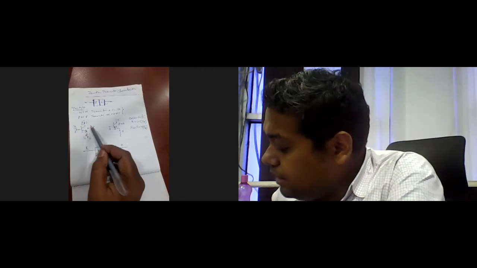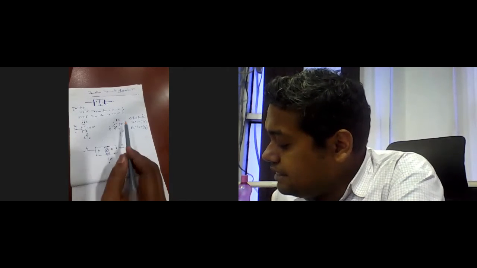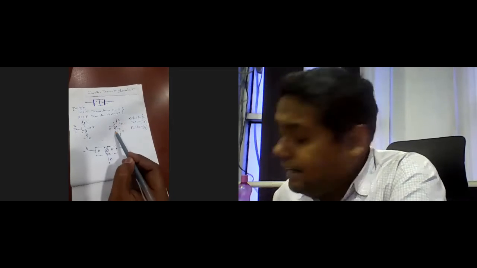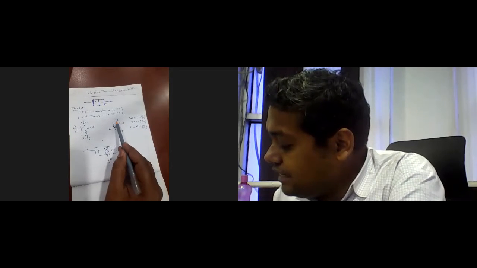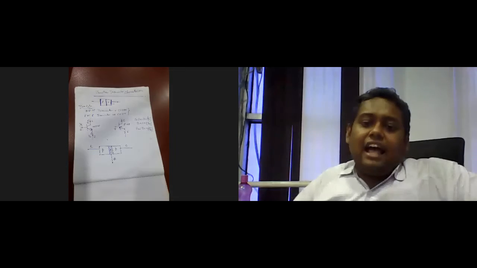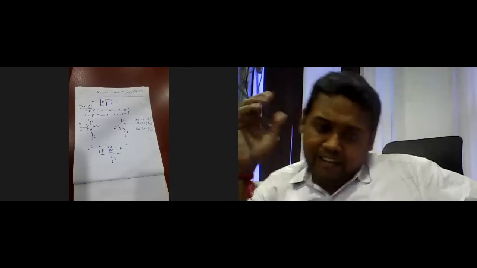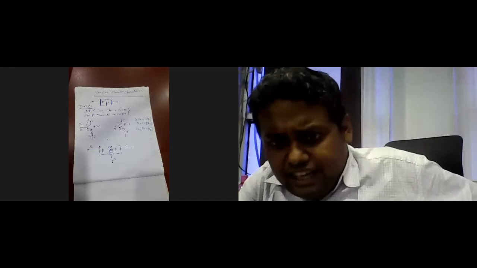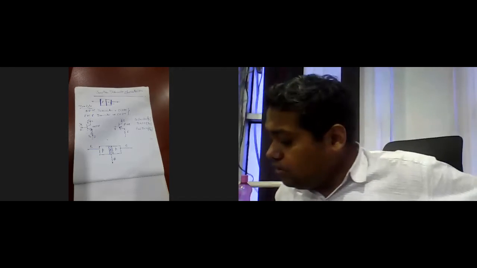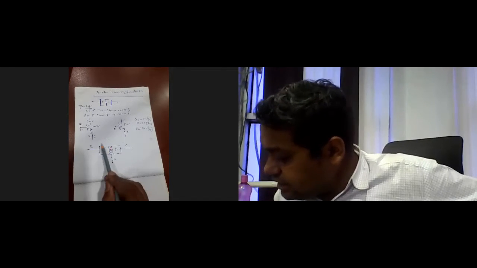This is the circuit symbol of the transistor in NPN type, and this is the circuit symbol of the PNP type. This terminal is the collector, this is the base, and this is the emitter. The respective currents are IC, IB, and IE. IC is the collector current, IB is the base current, and the emitter current is IE.